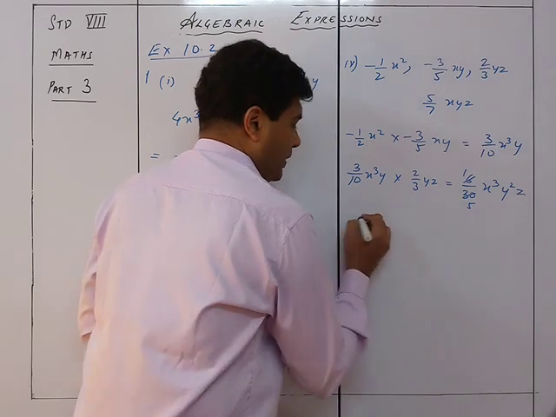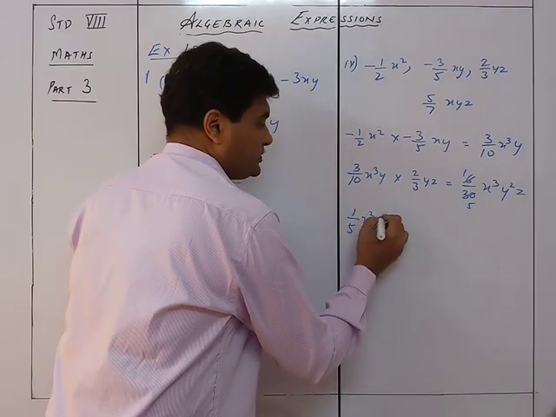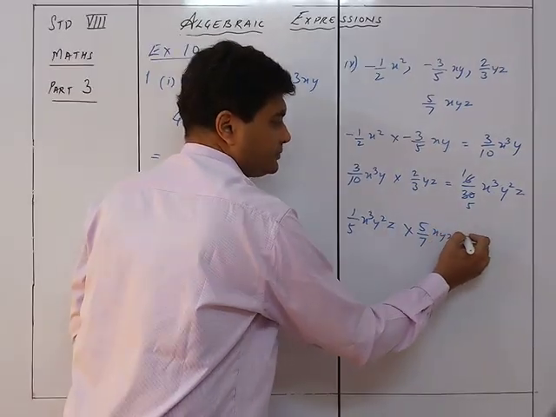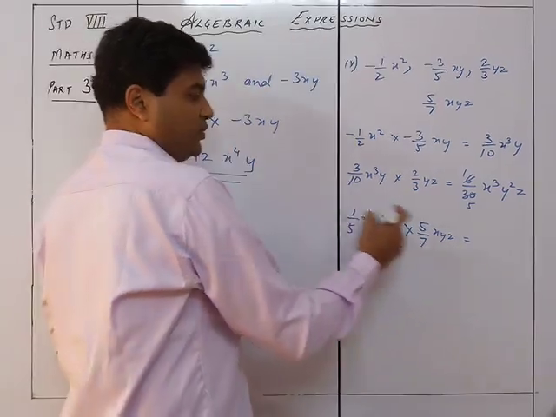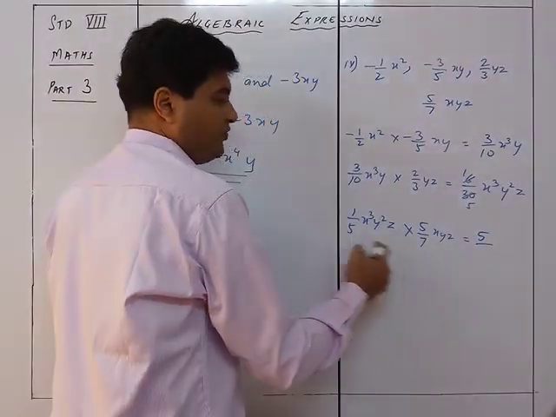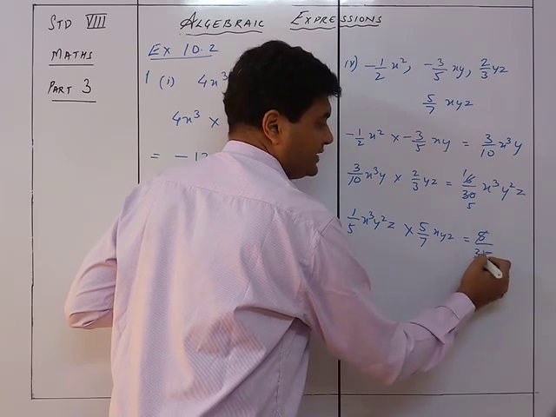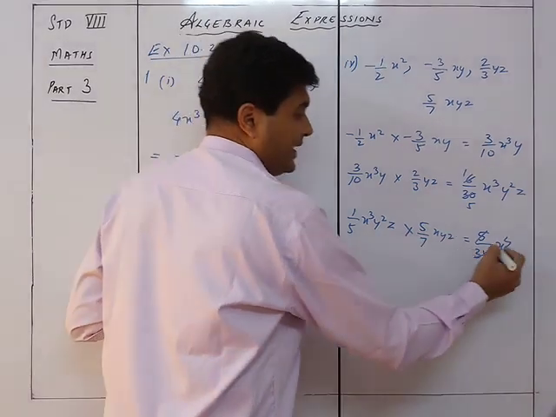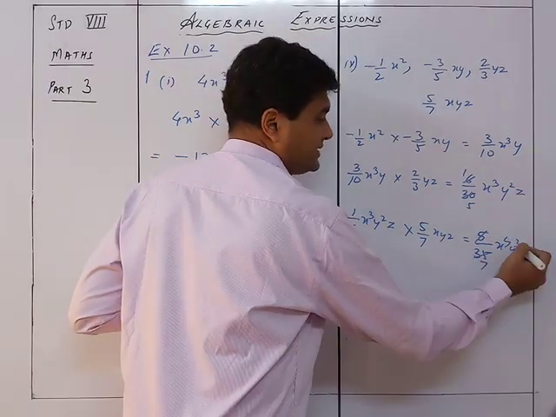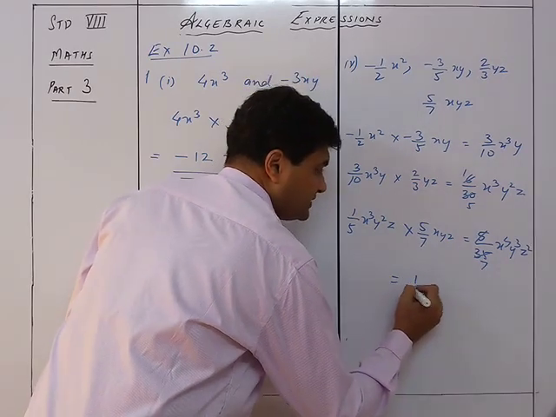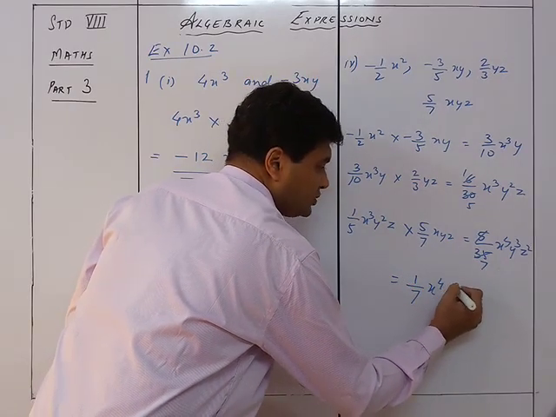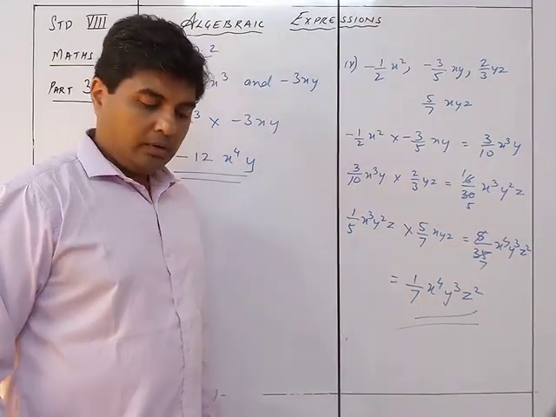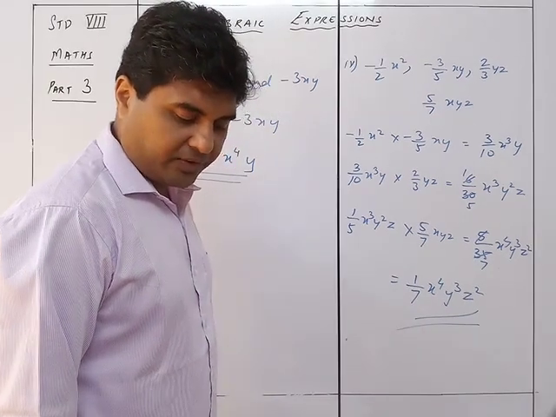So the answer will be 1 upon 5 x cube y square z into the last one, 5 upon 7 xyz. 5 into 1 is 5. 7 into 5 is 35. You go into the cancellation to 7. X cube into x is x raised to 4. Y square into y is y raised to 3. And z into z is z square. So answer is equal to 1 upon 7, x raised to 4, y raised to 3, z raised to 2. Right? This is the method of doing it.